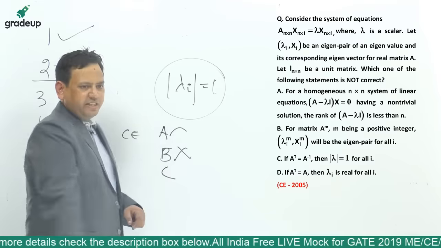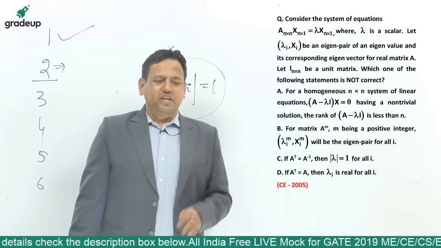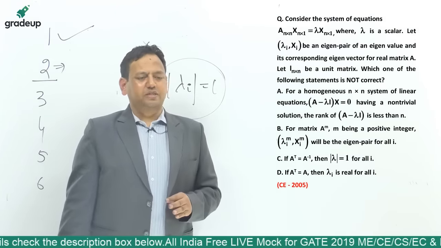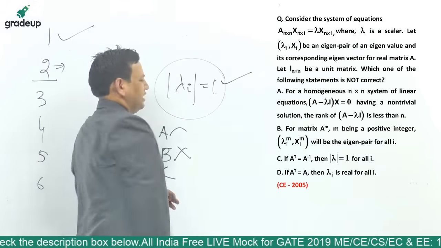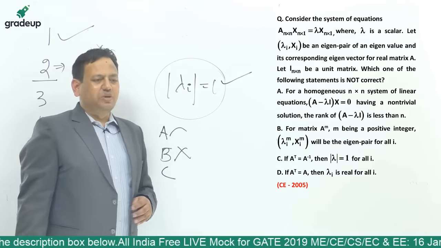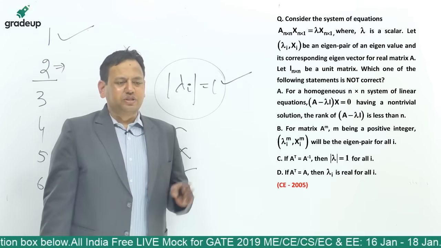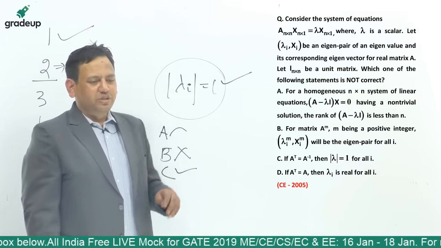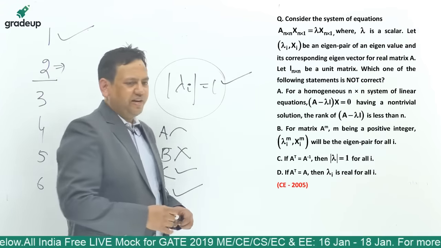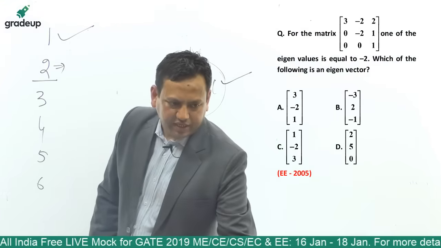Now what about C? A transpose is equal to A inverse, that is a property of the orthogonal matrix. For an orthogonal matrix the eigenvalues have unit modulus, so C is the correct option. D, A transpose is equal to A, so it is a symmetric matrix, so lambda is real, perfectly fine. So your answer is B, Bombay, incorrect.